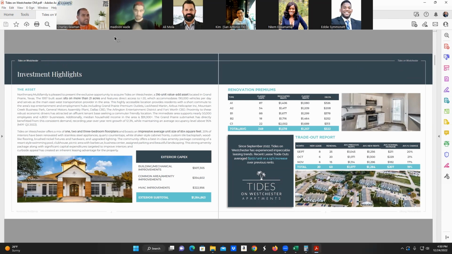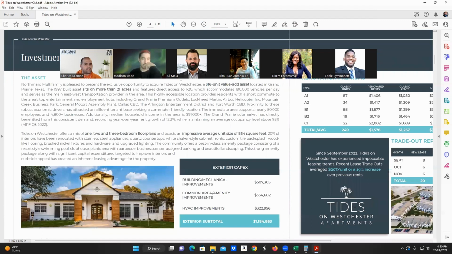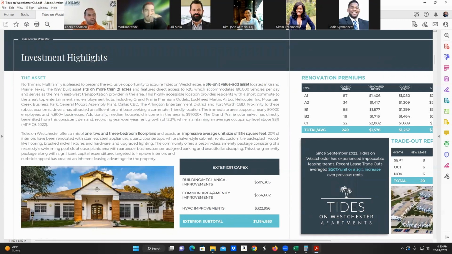Okay, so we have some highlights here on the investment. It's telling us here, Northmark Multifamily is pleased to present the opportunity to acquire Tides on Westchester, a 316-unit value-add asset located in Grand Prairie, Texas. The 1997 built asset sits on more than 21 acres and features direct access to I-20, which accommodates 190,000 vehicles per day and serves as the main east-west transportation provider in the area. This highly accessible location provides residents with a short commute to the area's top entertainment and employment hubs, including the Grand Prairie Premium Outlets, Lockheed Martin, Airbus Helicopter, Mountain Creek Business Park, General Motors Assembly Plant, the Dallas CBD, the Arlington Entertainment District, and the Fort Worth CBD.